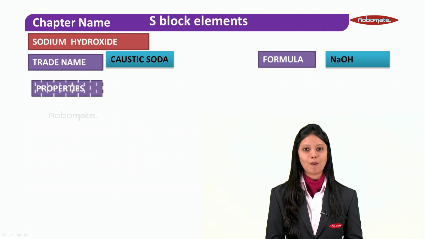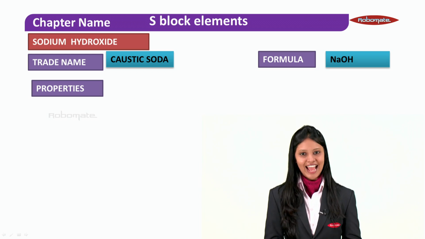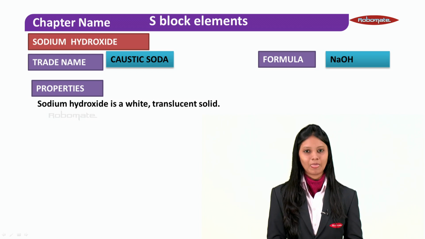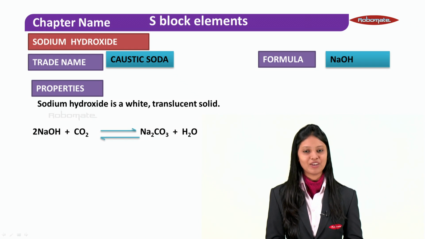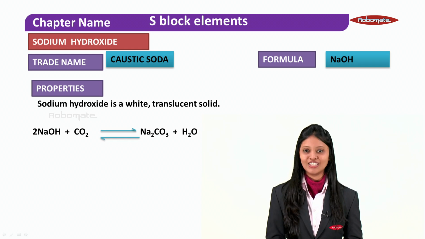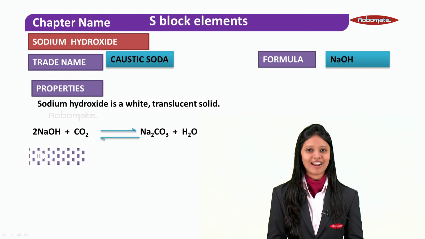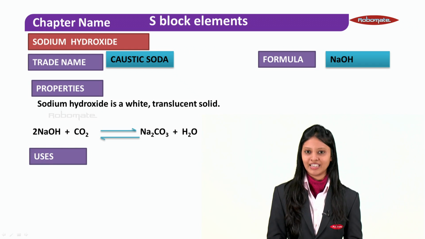Let's see now the properties of sodium hydroxide. First, a very important property of sodium hydroxide is that it is a white translucent solid. Second important property is that when it is treated with carbon dioxide it gives us sodium carbonate plus water, and this reaction is reversible. So this was about properties, and the last important part is uses of sodium hydroxide.